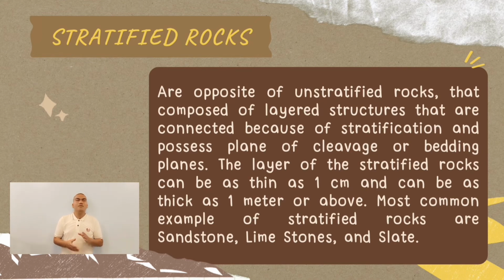The layers of stratified rocks can be as thin as 1 centimeter and as thick as 1 meter or above. Stratified rocks have a layered structure formed by the deposition of sedimentary rocks. Changes between strata occur as the result of fluctuations in the intensity and persistence of the depositional agent, for example currents, wind, or waves, or in changes in the source of the sediment.